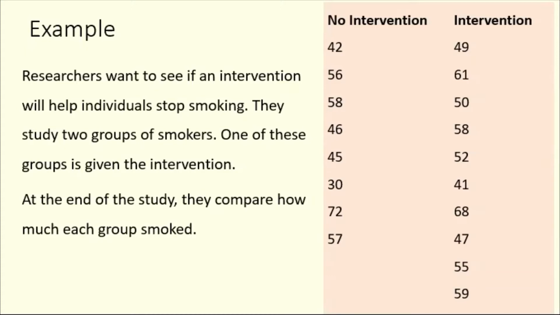One of these groups is given the intervention. And at the end of the study, they compare how much each group smoked. And so we see that we have the scores here for no intervention, and we have the scores here for those who had the intervention. Something that's notable here is that we can have an uneven number of people in our groups for this test. This is, I think, the only test that we're doing this with, but we can have an uneven number of people, and that's just fine.